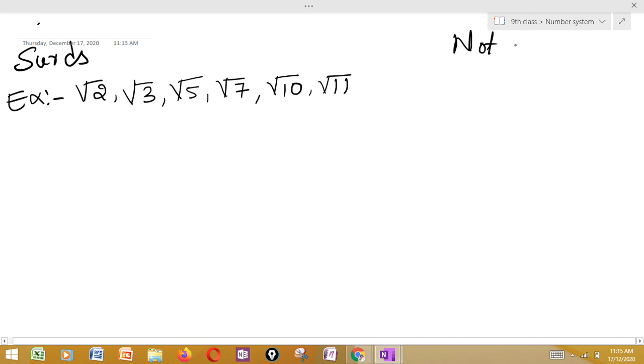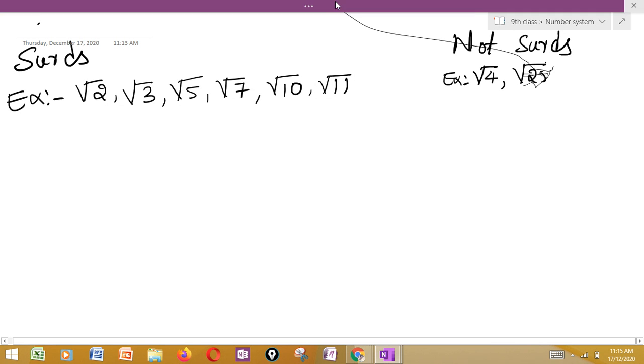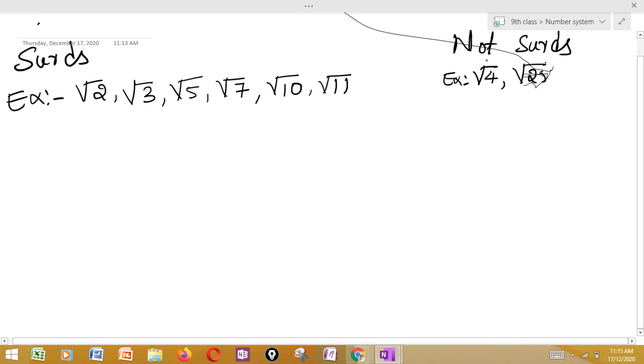I am making one more column here, for not surds. That is, for example, root of 4, whose result is a rational number. Therefore, it is not a surd. Root of 25 and root of 9, root of 16, these are not called surds.